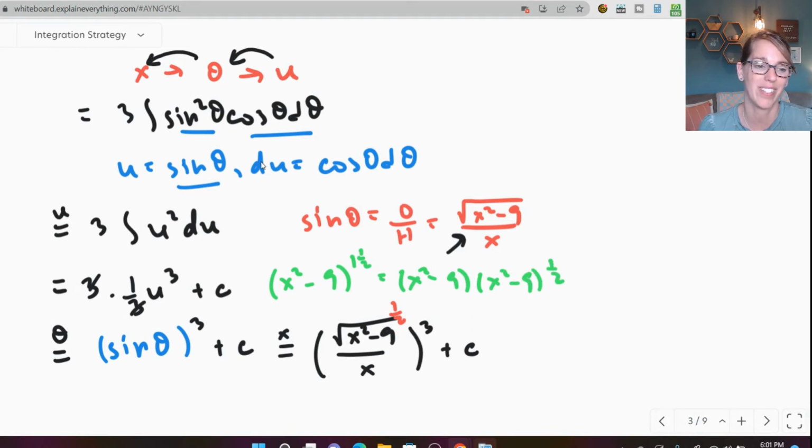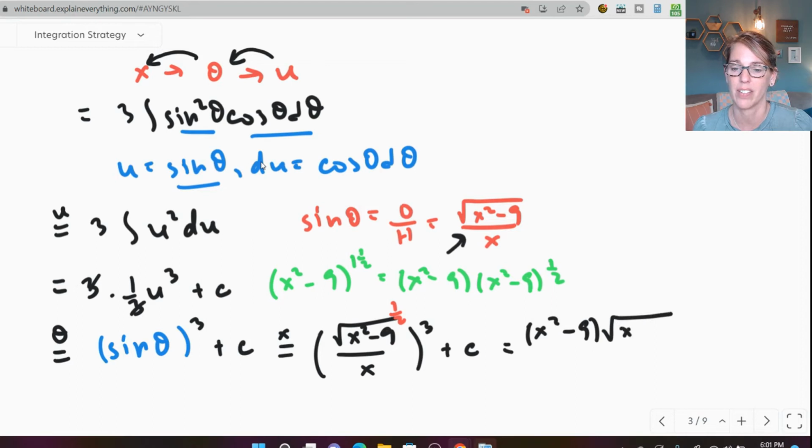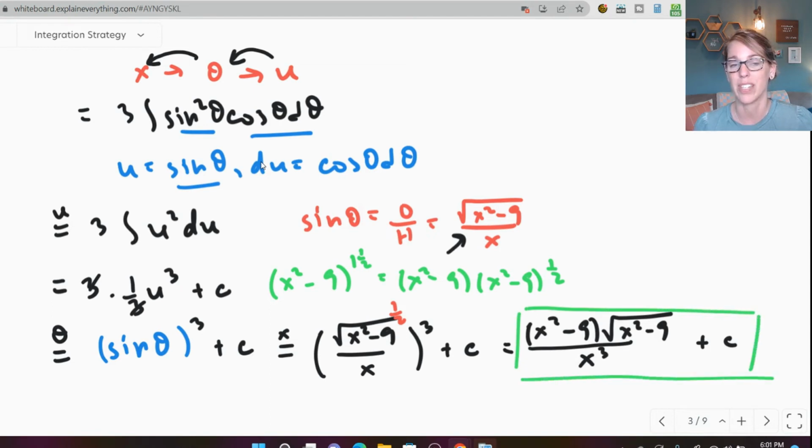So I can simplify this just a tiny bit and write this as, I can pull out a full x squared minus 9, and then I have a 1/2 power. So I'm going to leave that inside the square root. My denominator is an x, also cubed, so I'll write that as x cubed, and then plus a c. This is our answer. You'd want to show all of those steps in order to get full credit.